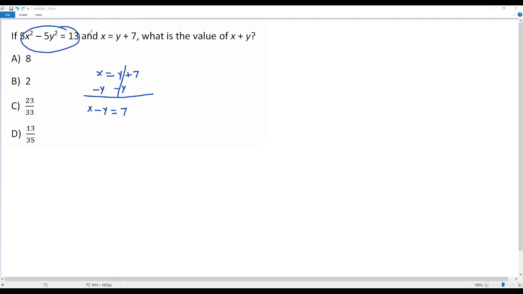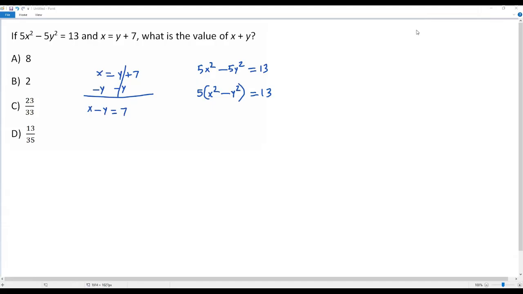Okay, now let me take the first equation, that is 5x² − 5y² = 13. Here we find 5 and here we find 5, so both the terms contain a 5. So now we can factor 5 out. If 5 is factored out, we get x² − y² inside the parenthesis. On the right side, we can write this 13 as it is.